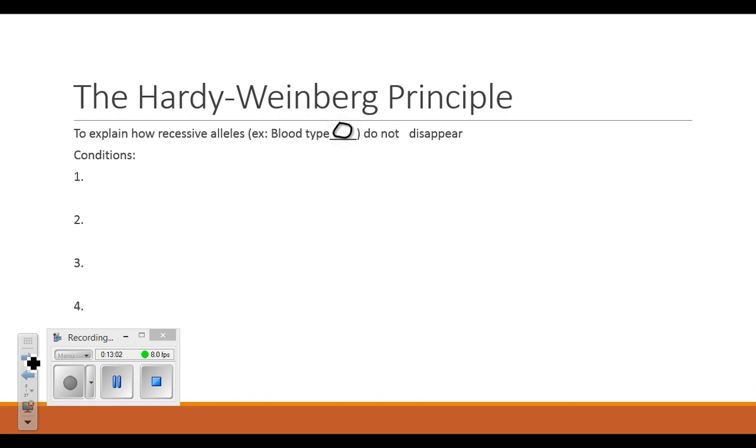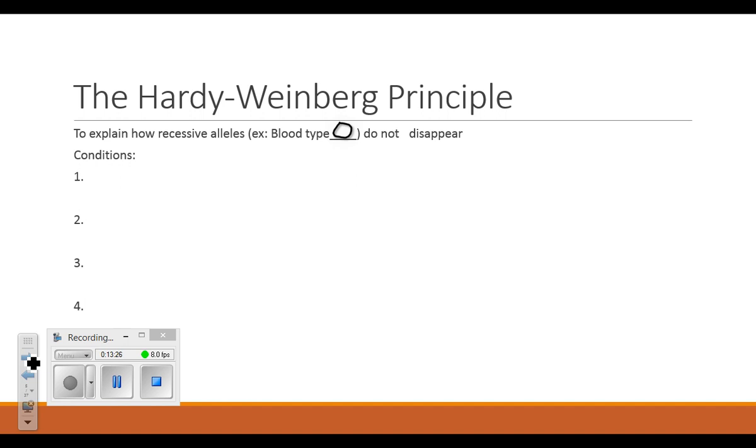But one of the things that maybe you noticed, if you asked anyone in your family, is that blood type O is really, really common. Even though you have to have 2 copies of the recessive allele to have blood type O, it shows up a lot in the human population.